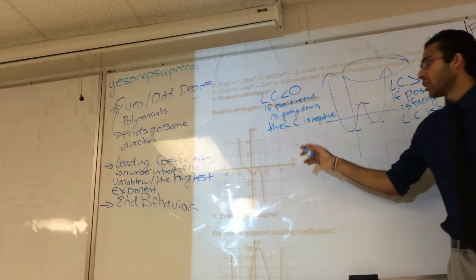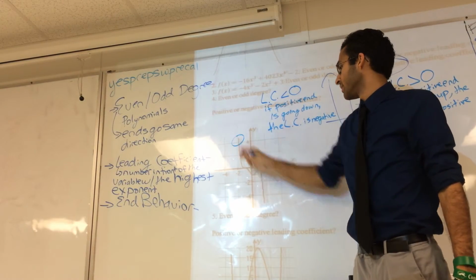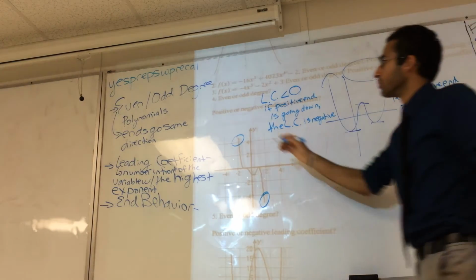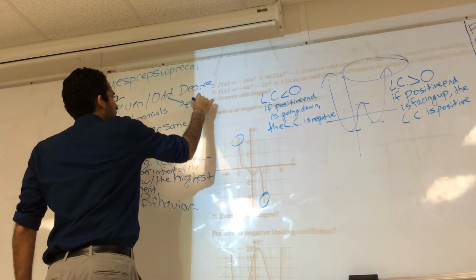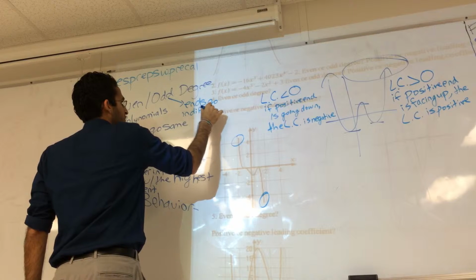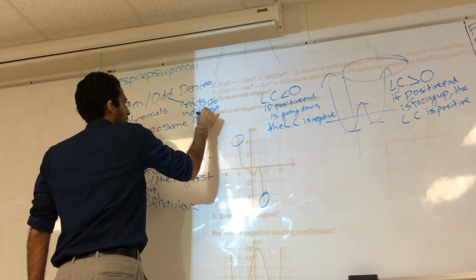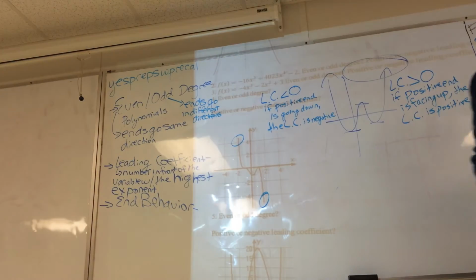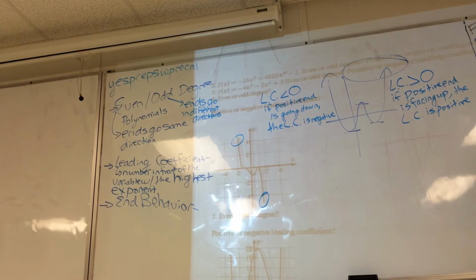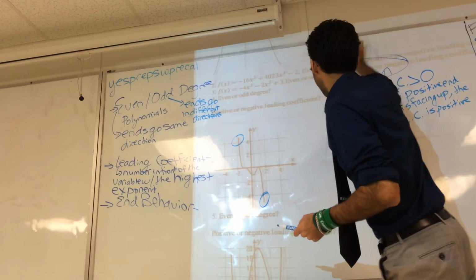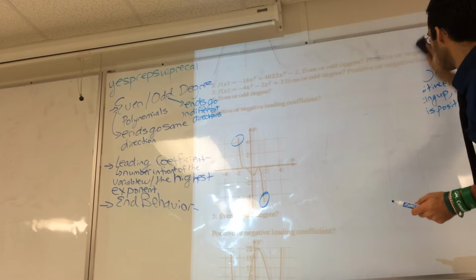Right. So this is an odd degree polynomial because the ends go in different directions. So odd degree, the ends go in different directions. When you look at a graph, we should be able to tell right away whether it's even degree or odd degree, just by looking at the 2 ends.